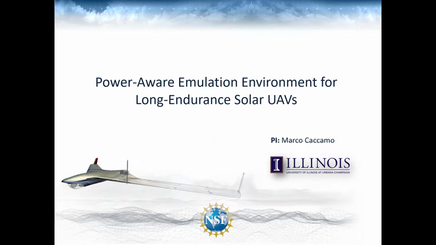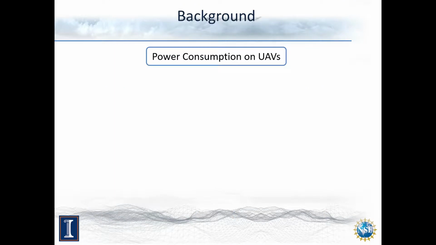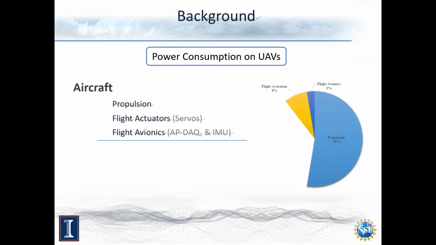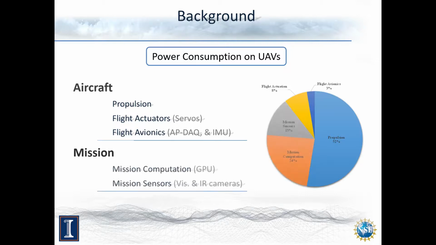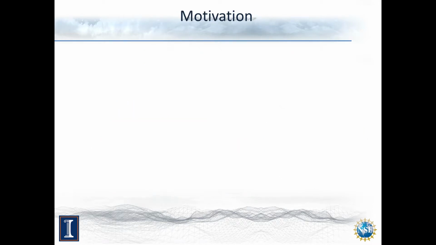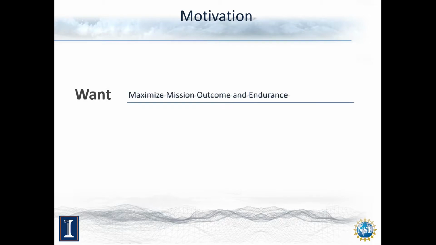We present a power-aware emulation environment for long-endurance solar UAVs. To provide some background, power consumption on UAVs is split between the aircraft systems, including the propulsion system, flight actuators, and the flight avionics, and mission components, including the computational unit and sensors. Our motivation is to maximize mission outcome and endurance for a solar UAV.